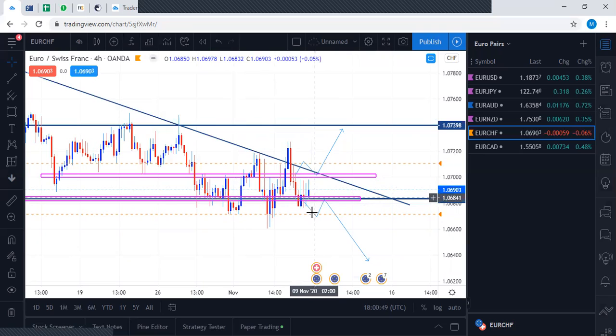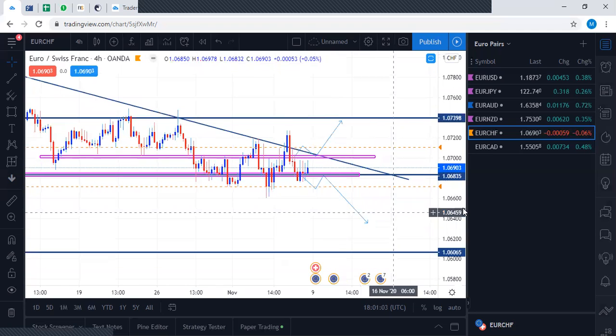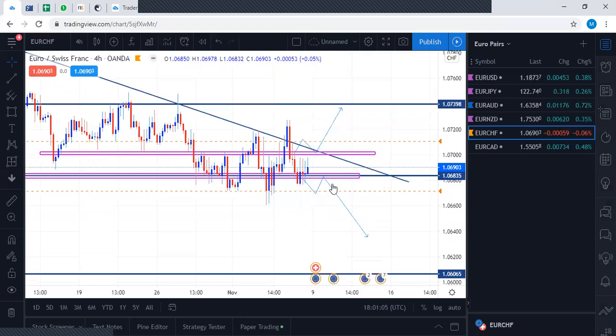So what would I like to see? I would like to see price break below. If it's going to go to the downside, break below, retest properly, and give me an engulfing bar or a pin bar or a nice bearish continuation bar pattern before I hop on the sells. And if it goes up here, give me a bullish engulfing bar, pin bar, or a hammer. Whenever it gives me a bullish candlestick pattern, I will be going in for the longs.